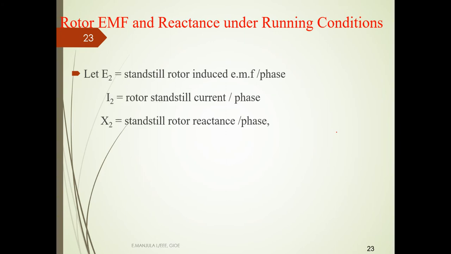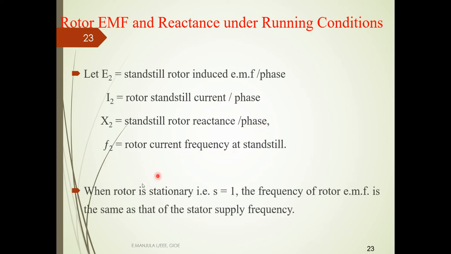Now we will see the rotor EMF and the reactance under the running condition. Let E2 be the standstill rotor induced EMF per phase. I2 is the rotor standstill current per phase. X2 is the standstill rotor reactance per phase. F2 is the rotor current frequency at standstill. When the rotor is stationary, that is S is equal to 1, the frequency of rotor EMF is the same as that of the supply frequency. When S is equal to 1, you should remember, okay?